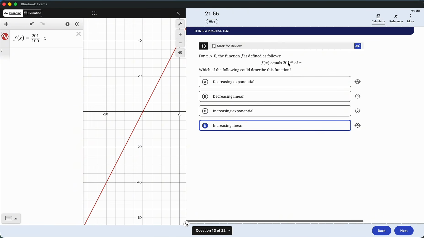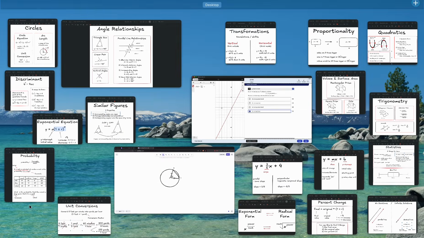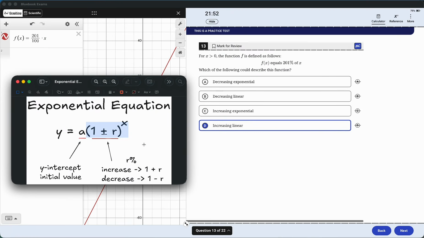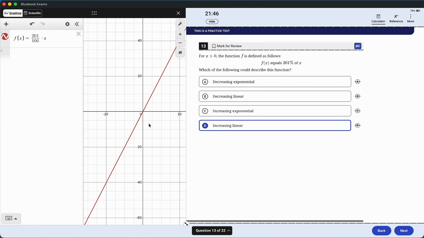The trap here is people are going to see percent, right? And they're going to pick exponential, right? But the thing you got to remember for exponential is it's got to say percent increase or decrease, right? So this is actually linear, right?